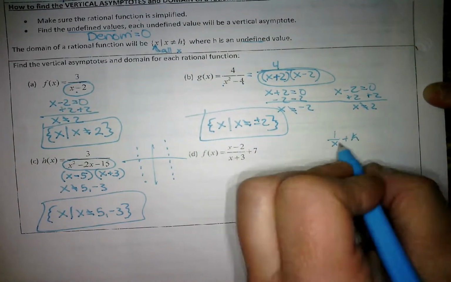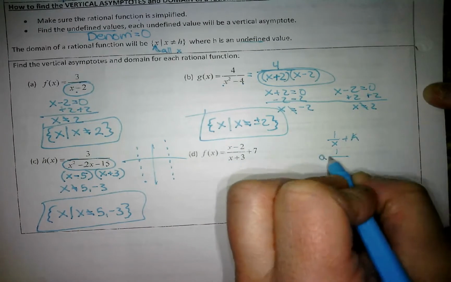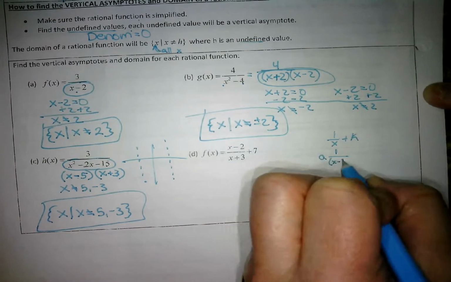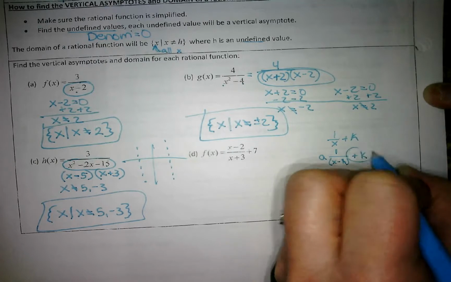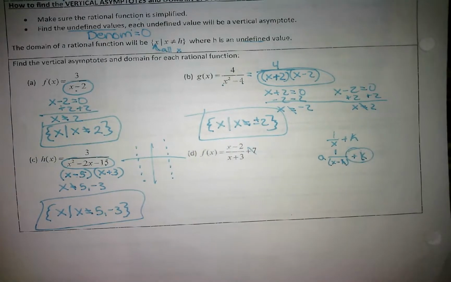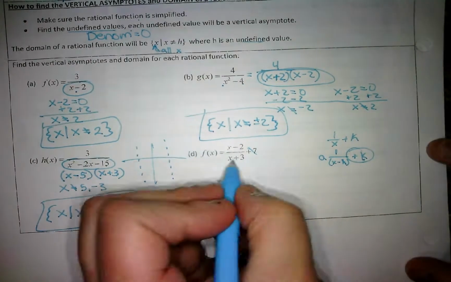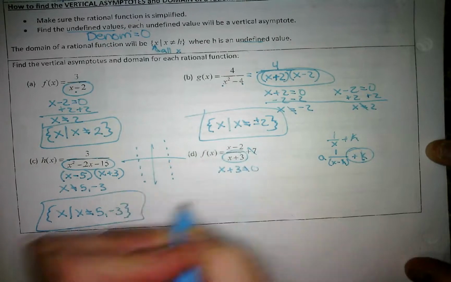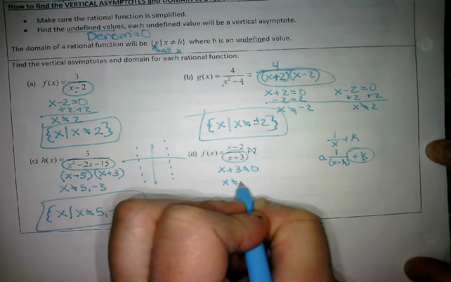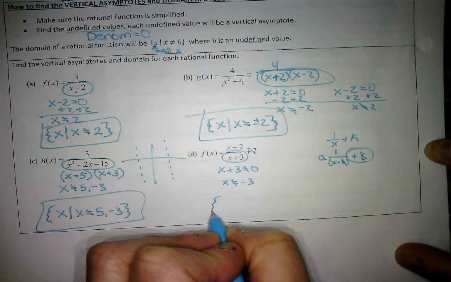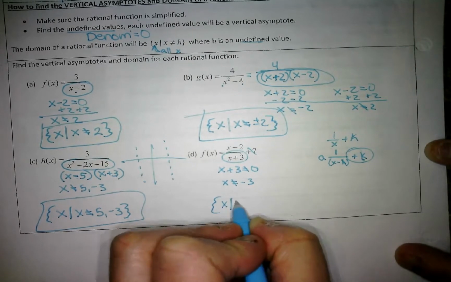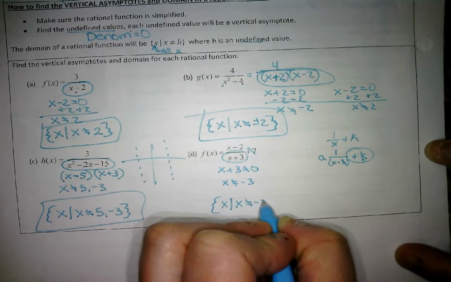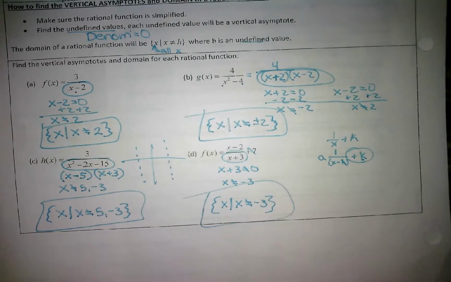Okay, so keep in mind that this is really a times 1 over x minus h plus k. So this is our vertical. We don't really care about that for our vertical asymptote anyway. Here we're just going to look at the denominator again. So x plus 3 cannot equal 0. Solve it and we get x cannot equal negative 3. So all values of x except x cannot equal negative 3. We didn't have to do that plus 7 for anything.